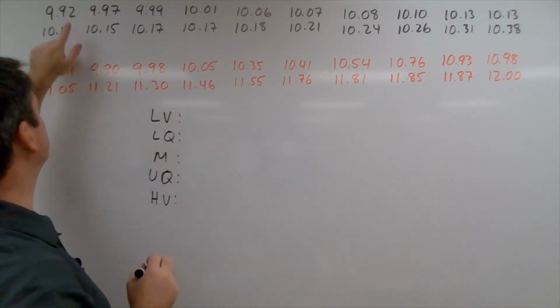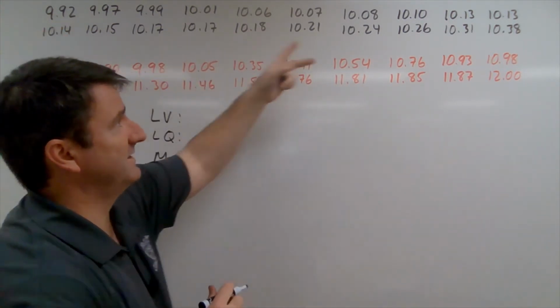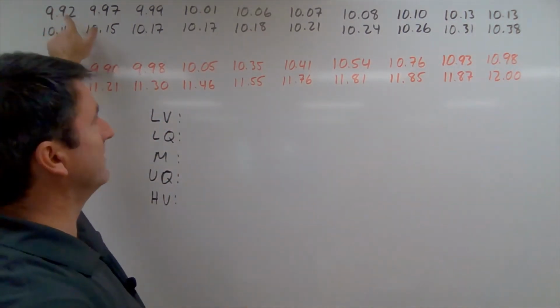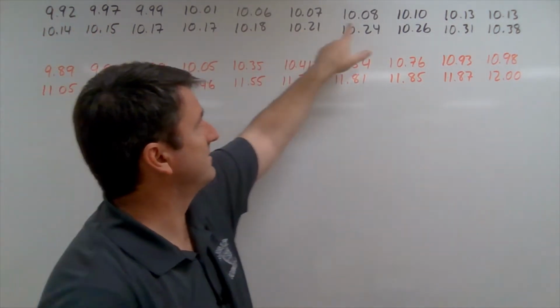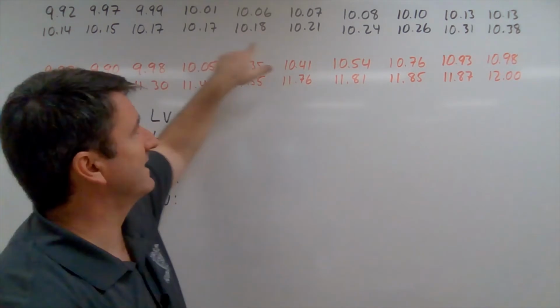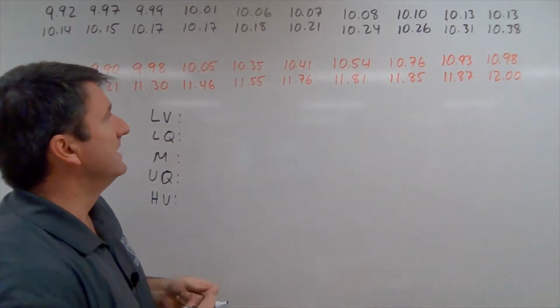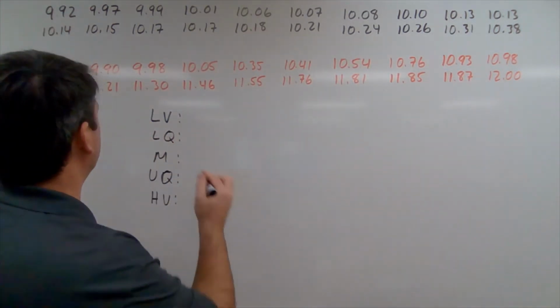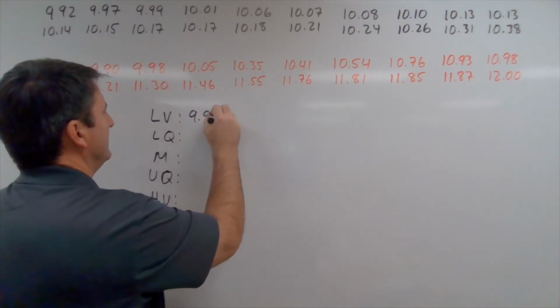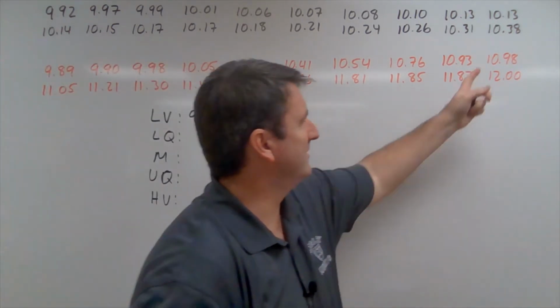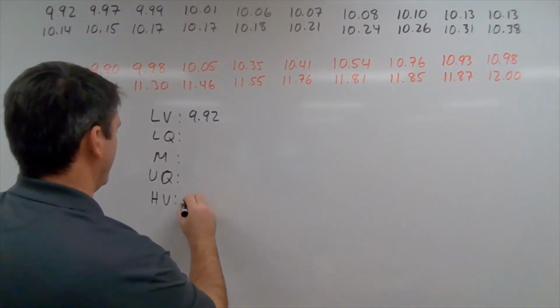So the lowest value is just going to be, notice that these are in order, by the way. They go from lowest through the first row and then down to the second row up to the highest. So the lowest value is just going to be this value here, 9.92. And the highest value is going to be right out here at 10.38.